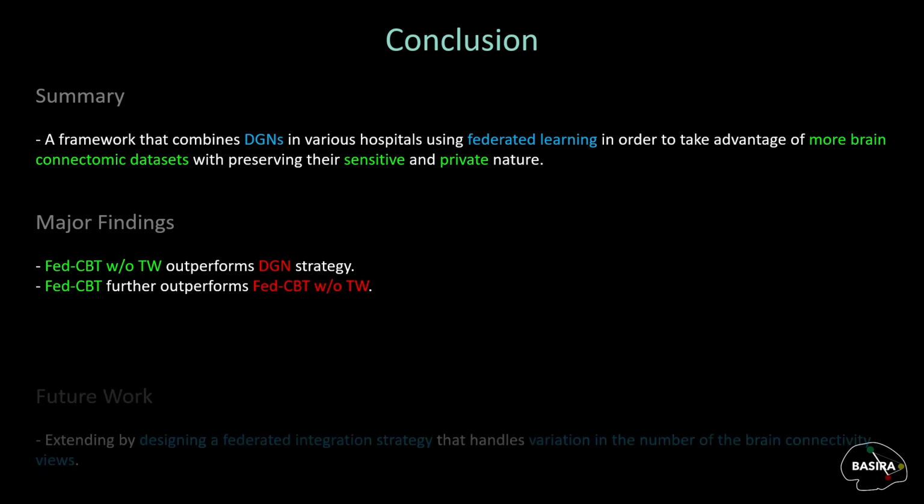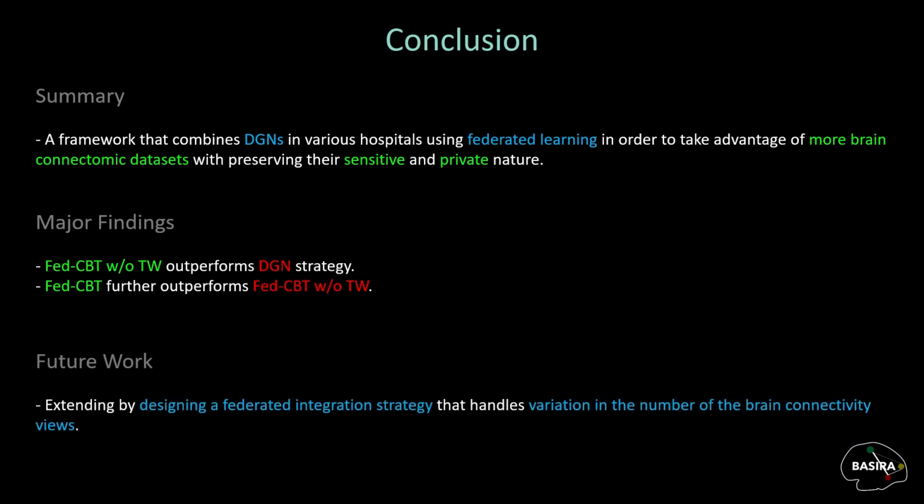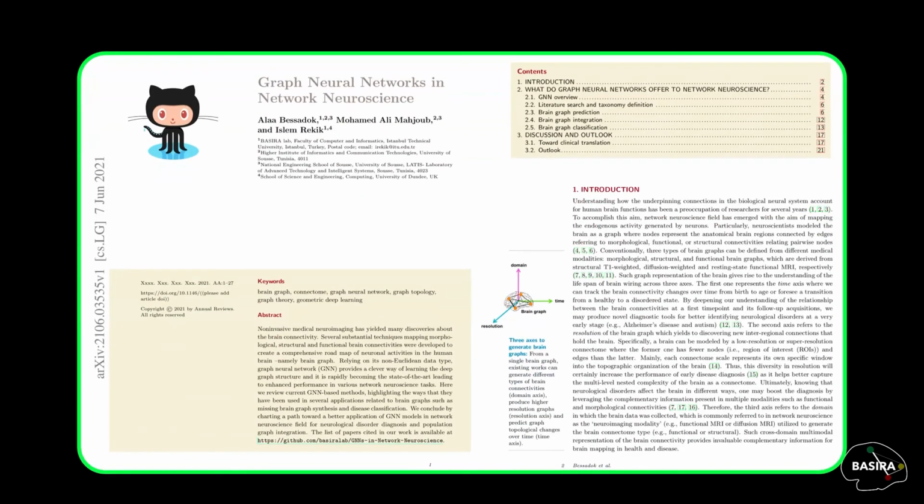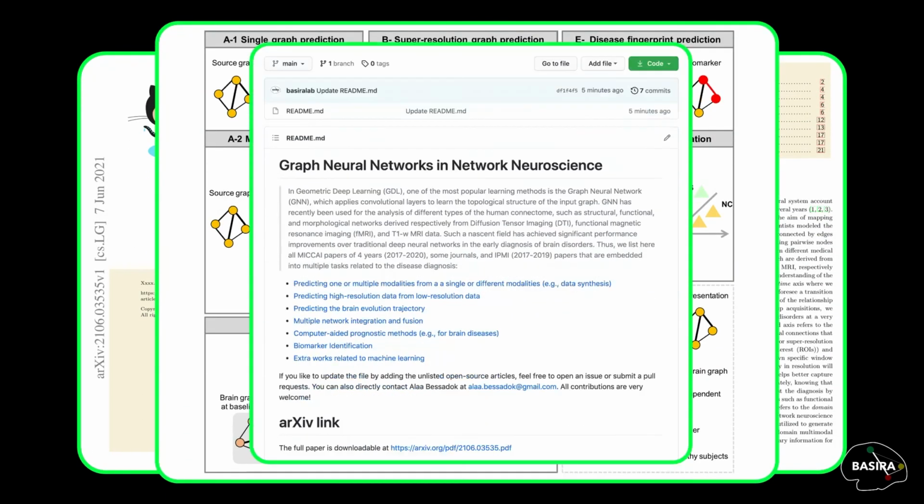In our future work, we'll design a federated integration strategy that handles not only the same number of brain connectivity views, but also different ones. Feel free to check our recent review paper on GNNs in network neuroscience, covering recent GNN architectures for brain connectivity integration, classification, super-resolution, and more.